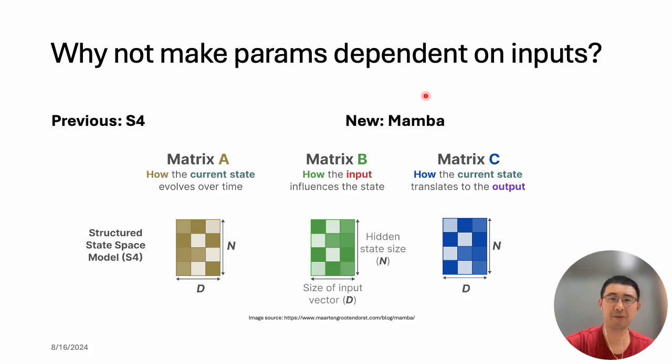For the previous model, which we call S4, we have the matrices A, B, and C. Just a quick recap: A is how the current state evolves over time, B is how the input influences the state, and C is how the current state translates to the output. They are all of dimensions n times d, where n is simply the hidden state size, how many dimensions we have in the hidden state, and d is the size of the input vector.